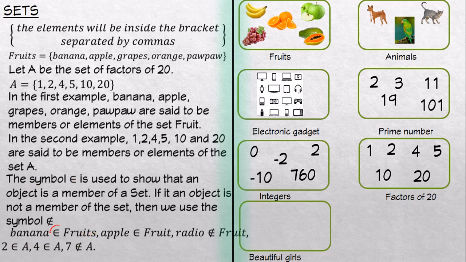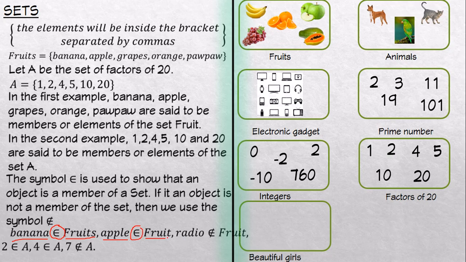this symbol over here is read as an element of. So banana is an element of the set fruits. So apple is an element of the set fruit.